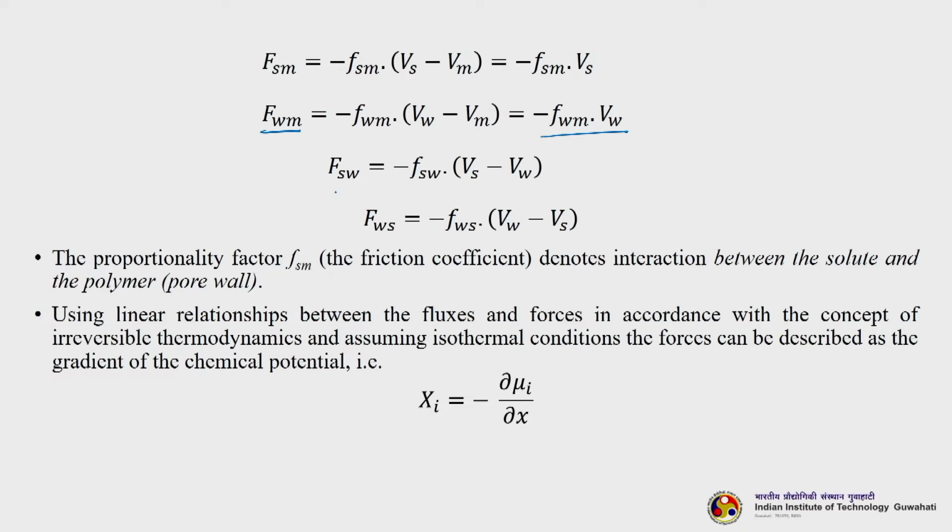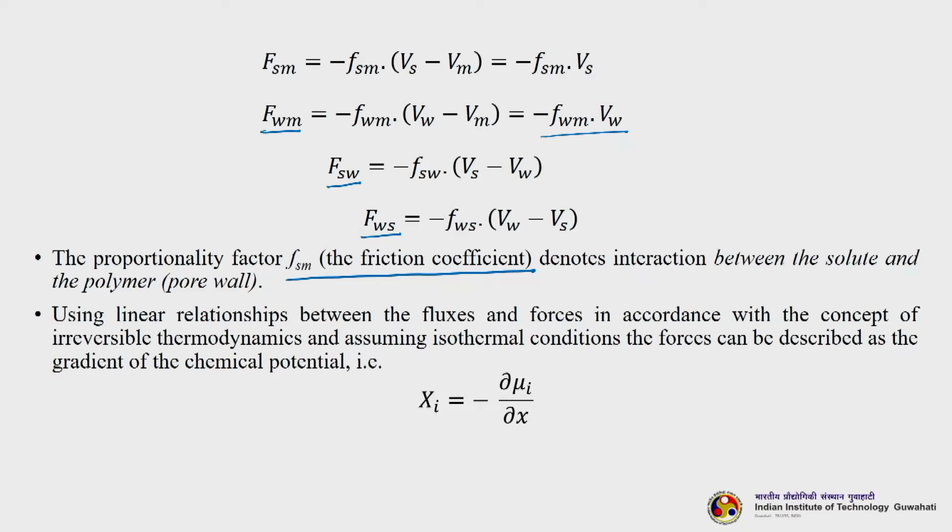F_SW is another one, which is the frictional force from the interaction between the solute and the water. The friction force between the water and solute is minus f_WS times (V_W minus V_S). Now, the proportionality factor f_SM, which is the friction coefficient, denotes the interaction between the solute and the polymer. M denotes the membrane, so membrane means the polymer, or essentially we can also say the pore wall.